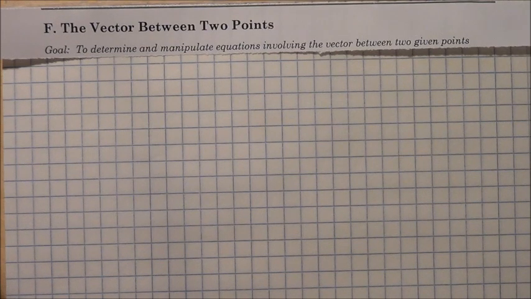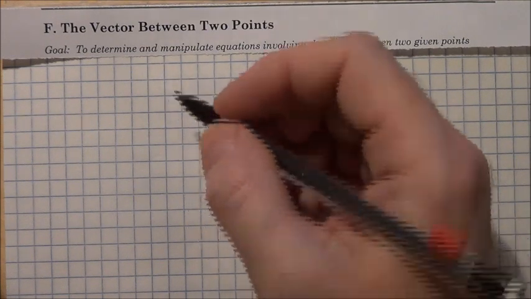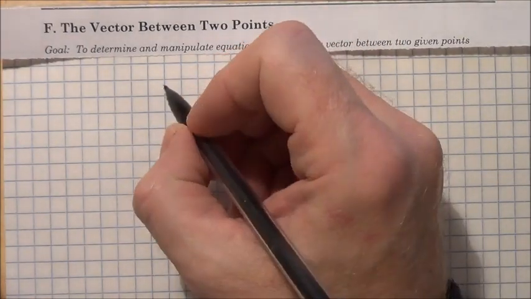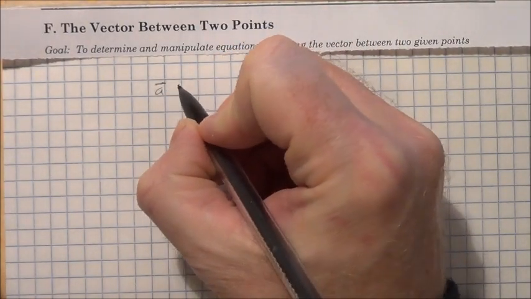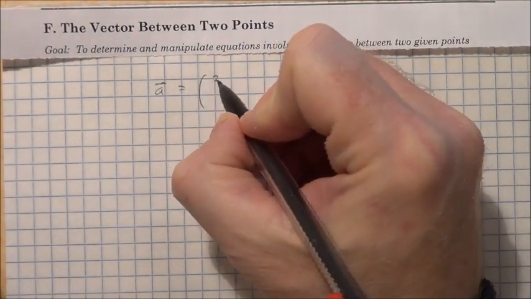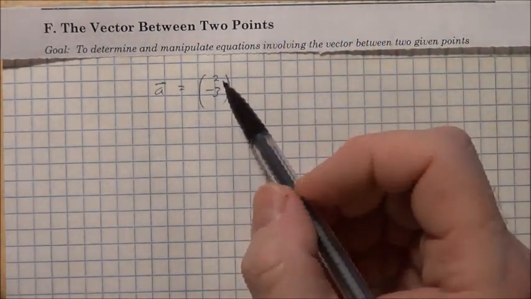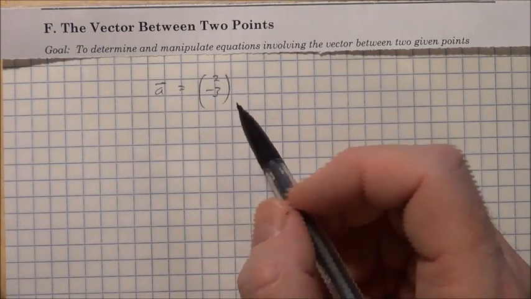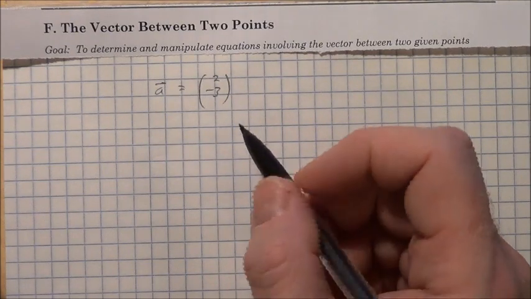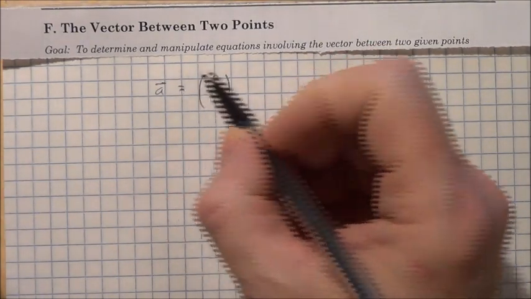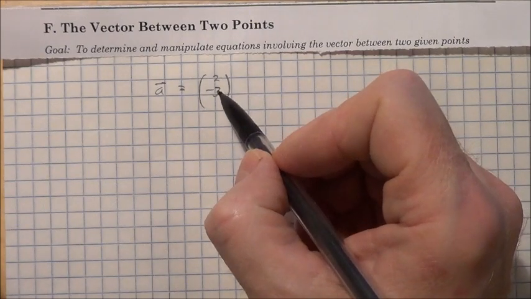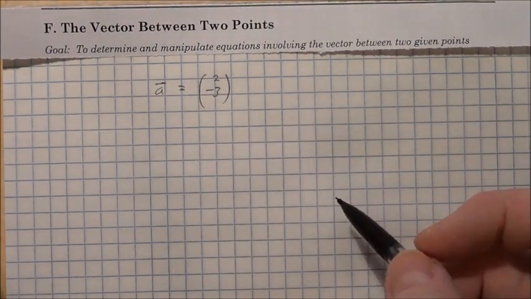So we've looked at position vectors and we've looked at other vectors that could be represented, for example, something like this. And these types of vectors are relative to the origin. Okay, so this is given the position of this point 2, -3 relative to the origin.